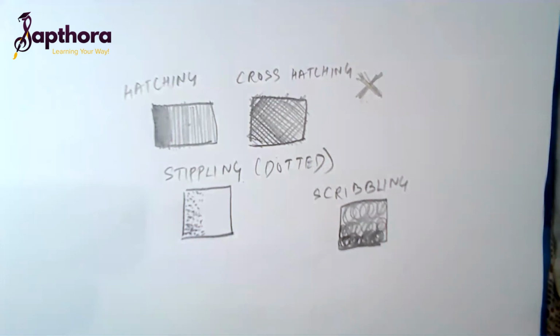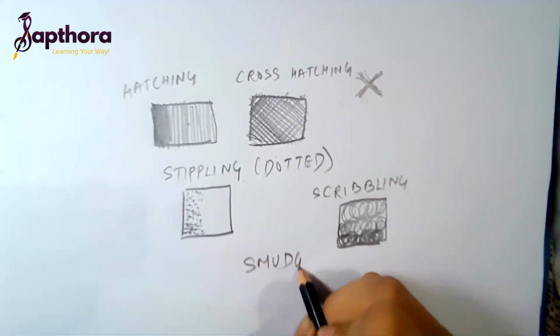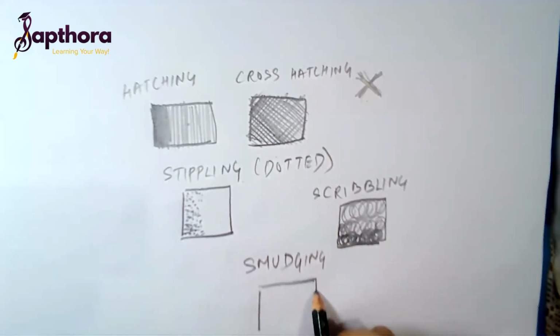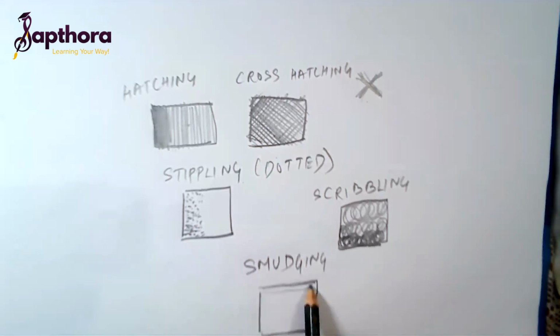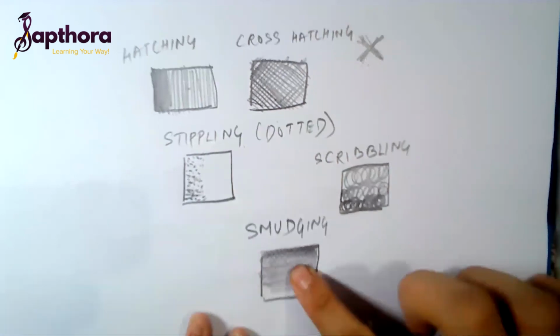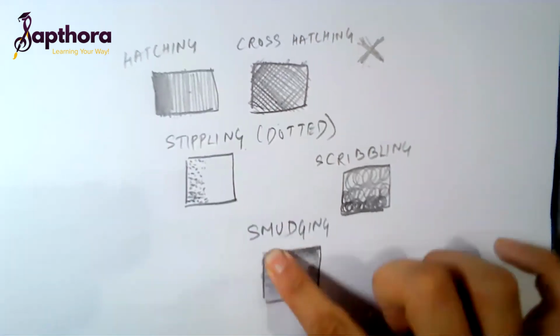Then we have the fifth one, that is smudging. Okay, so smudging is like how you fill the colors in your artwork. You just fill them like this, right? You do not leave any white space. And then using your finger or tissues or cotton, anything, you just mix them. This helps you to give a very smooth effect to your artwork.